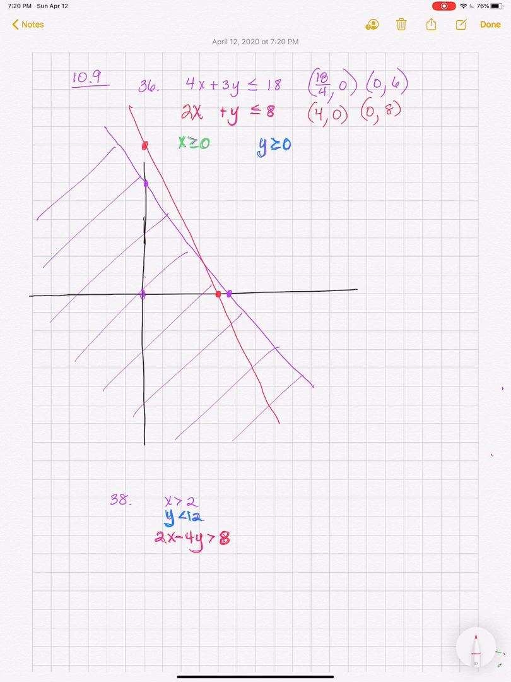I'm going to do the same thing. I'm going to pick 0, 0. When I plug that in, that makes that true because 2 times 0 is 0 plus 0. So 0 is less than or equal to 8, which is a true statement. So I'm shading everything toward my test point, which was 0, 0. All right, so far I've done 2 of them.